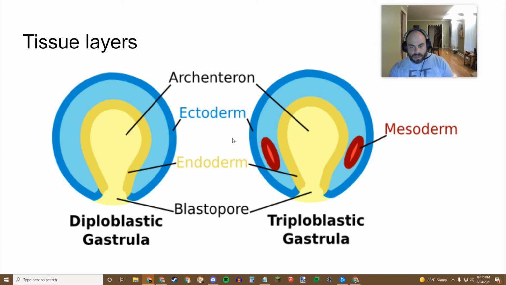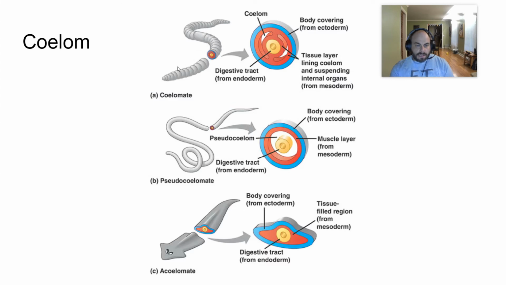Most animals fall into this category here, and then that leads us to the next discussion, which is of the body cavity, or the coelom. All right, and so some animals are called acoelomate. You can see here they are triploblastic. They have all three tissue layers, but they do not have a coelom. They do not have a body cavity, which we'll talk about what that means in a second. And so they have to be really small.